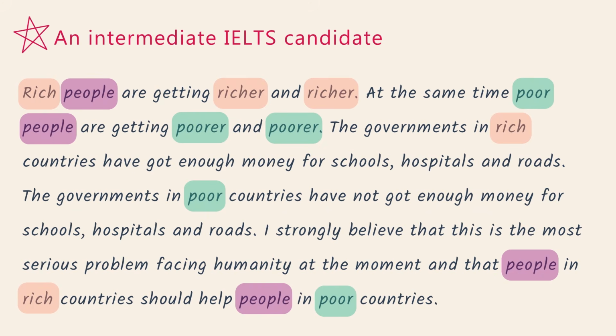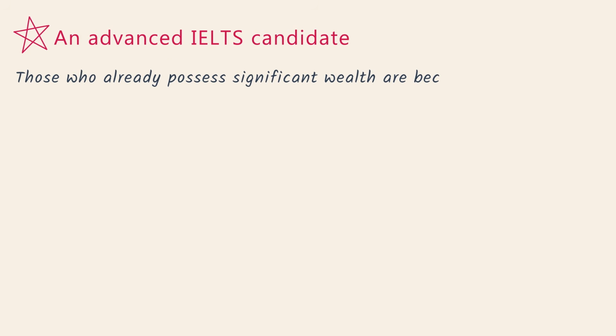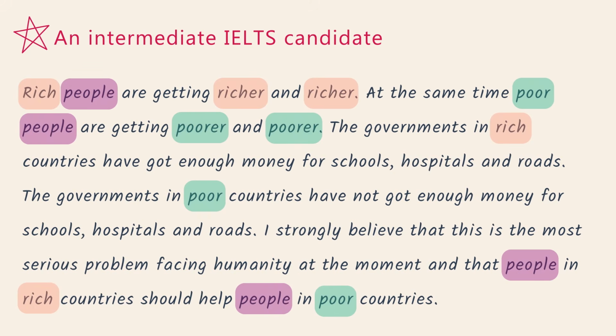Or instead of getting rich, we can write becoming. So instead of rich, again, we can write well off, all right? So are becoming increasingly well off, right? So instead of richer and richer, we can write are becoming increasingly well off. At the same time, there's no need to exclude it, we can use it.